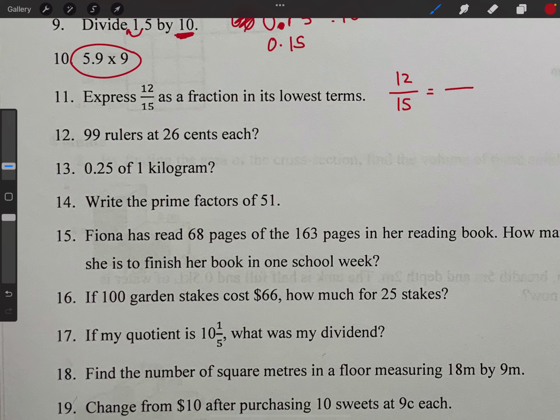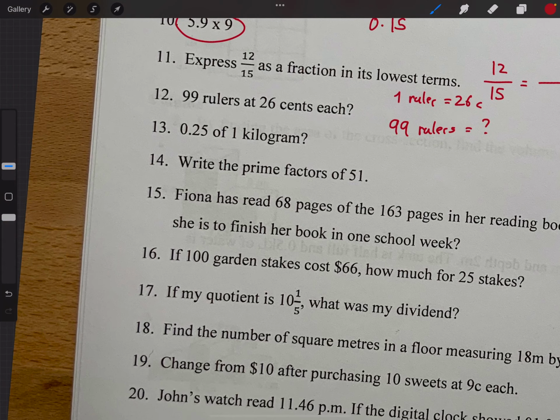Question 12. 99 rulers at 26 cents each. What the question means is that one ruler is going to cost you 26 cents. So what is 99 rulers? How much is that going to cost? So why don't we just do 99 times 26? Get the answer.